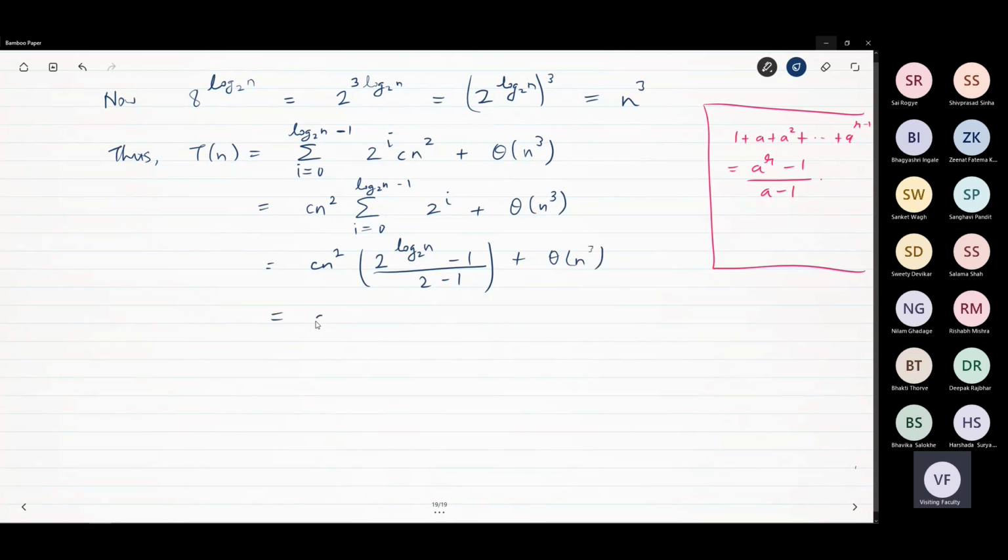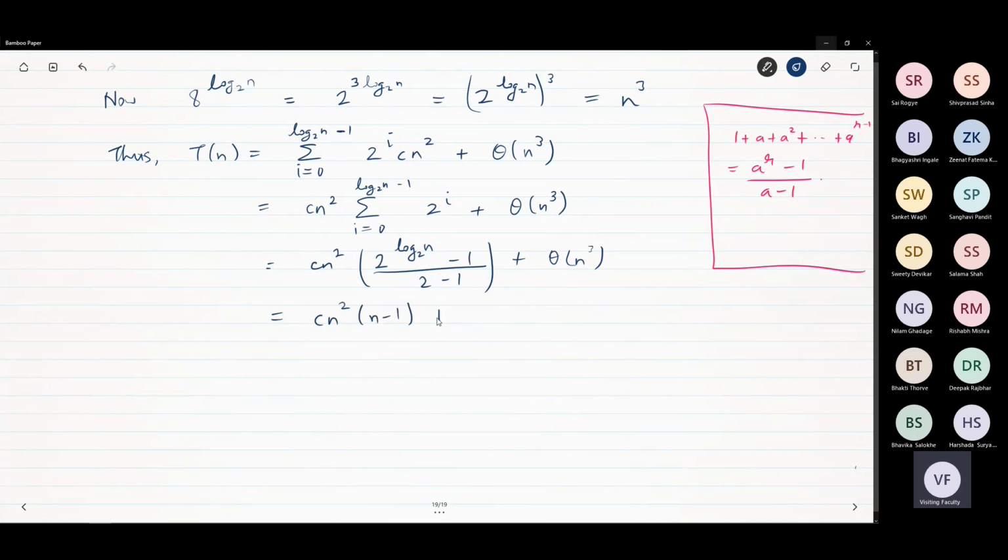That is equal to cn squared. What is 2 raised to log n to the base 2? What is this equal to? Now, somebody has to give me the answer. It's n. Thank you. 2 raised to log n to the base 2 is n. So that is just n minus 1 divided by 1 here. So there is nothing here. Okay.